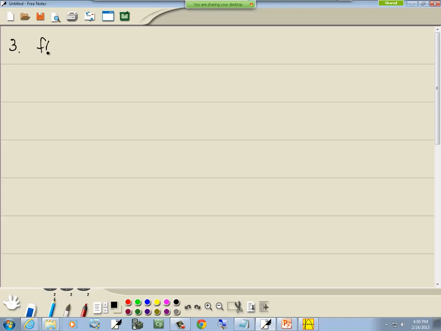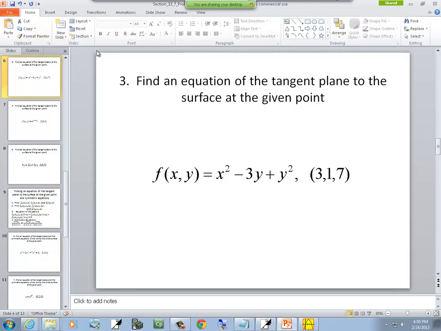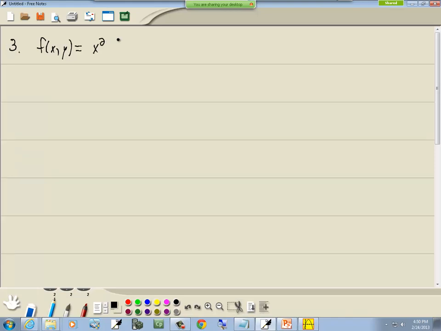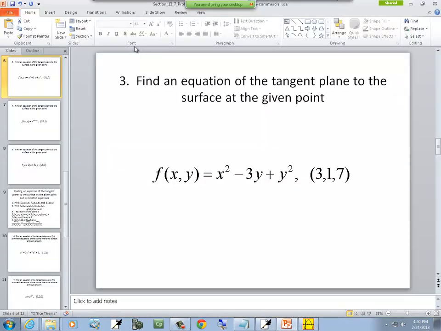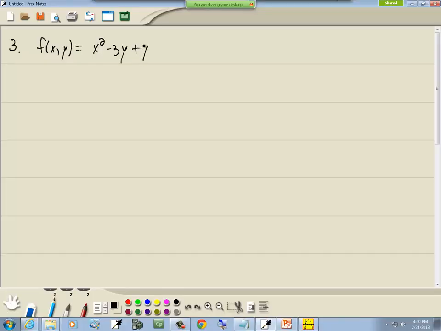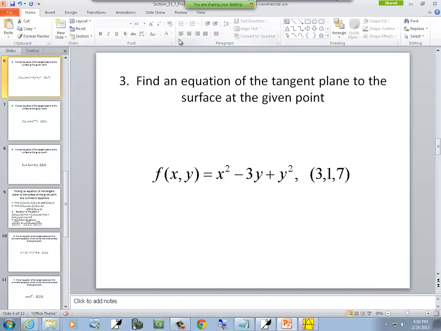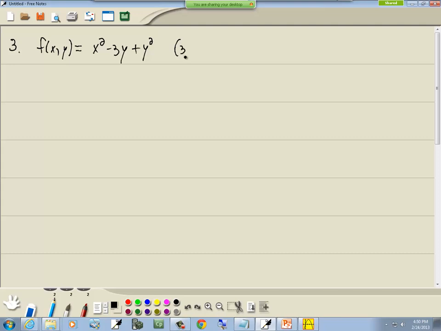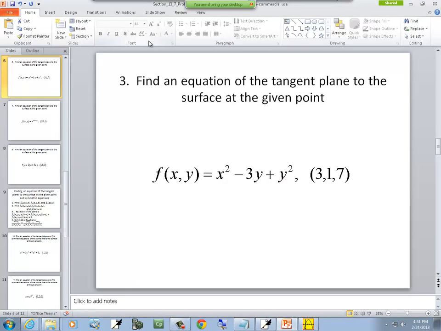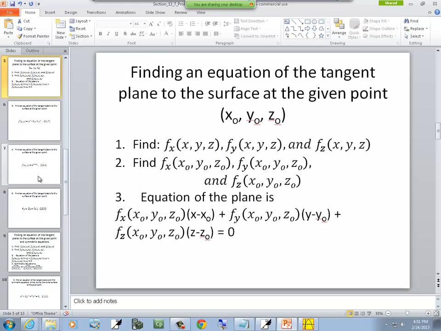f of x, y is equal to x squared minus 3y plus y squared at 3, 1, 7. Okay. So first step, find our partials.